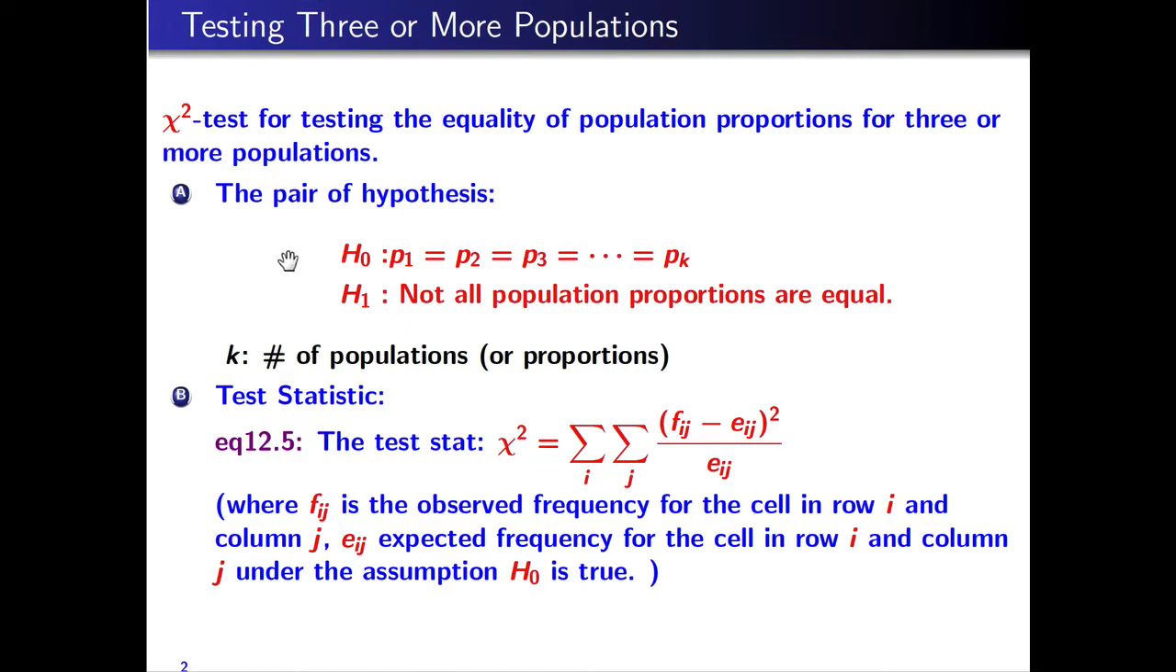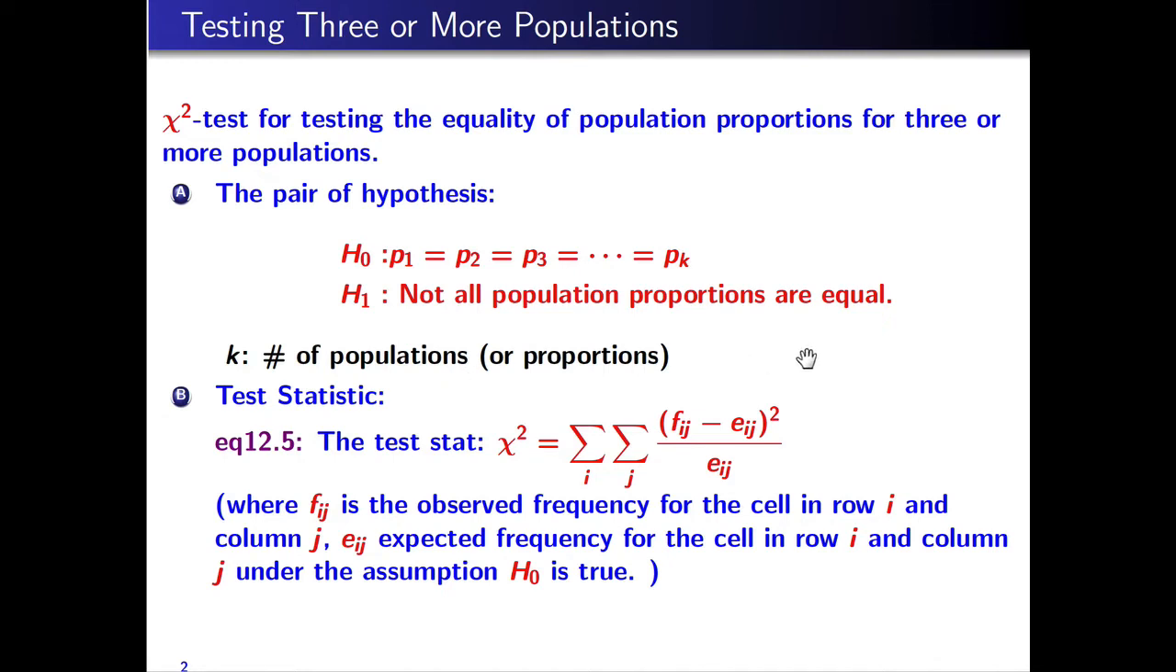So in here, we first state a pair of hypotheses. H0, P1 equal to P2 equal to P3 all the way to Pk, versus H1, not all population proportions are equal. K is the number of populations or number of proportions.